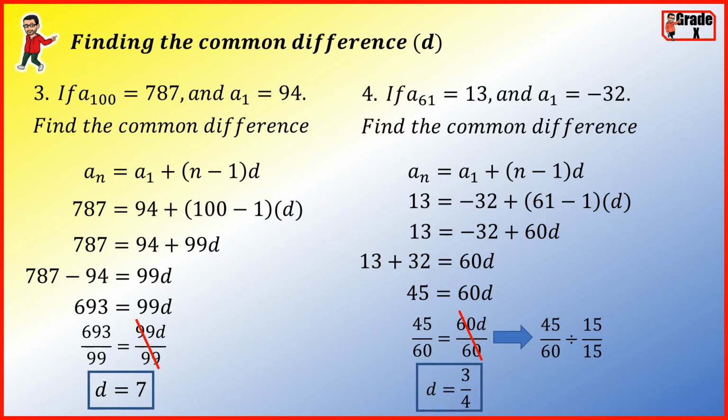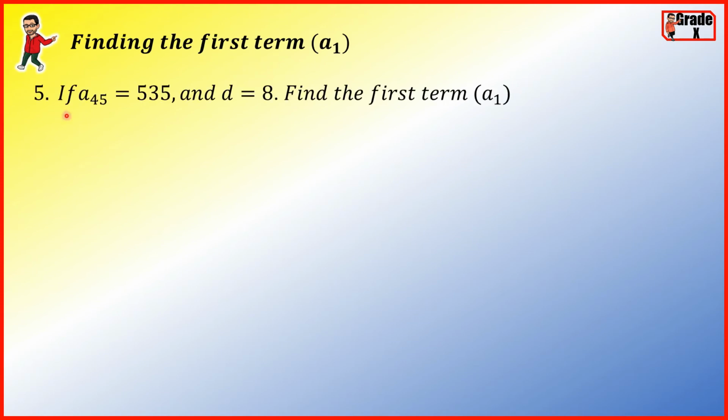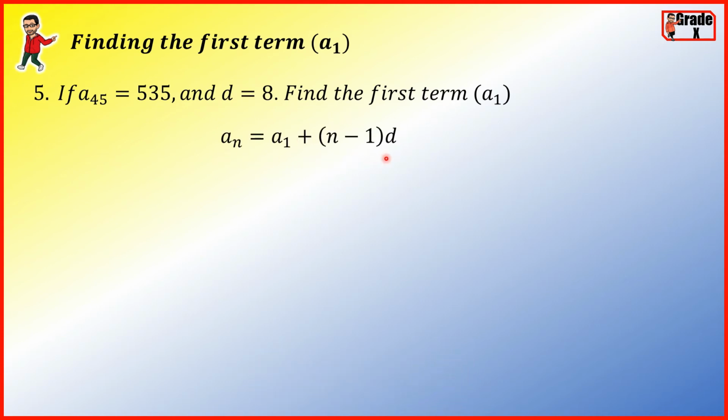Okay, let's have another example. Finding the first term. If a sub 45 is equal to 535 and d is equal to 8, find the first term. So gagamitin pa rin natin yung ating formula. Then substitute natin yung mga given values. Ang ating a sub n is 535. Ang a sub 1 is unknown.